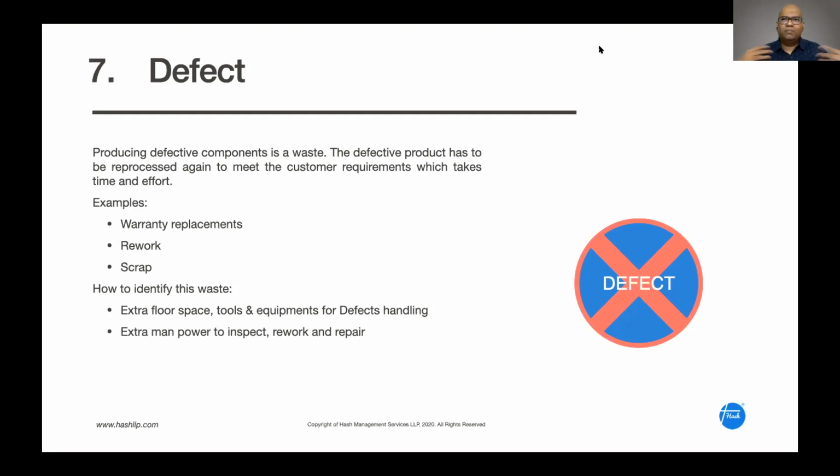Producing a defective component is a waste, and why? Because it has to be reprocessed again. It requires a lot of effort, time of people. Sometimes it happens within the company. At least it is okay, manageable. Sometimes it goes to the customer end, so we have to send some people to the customer, and then segregate it, do the replacements, and come. Sometimes the product reaches the end customer also, right?